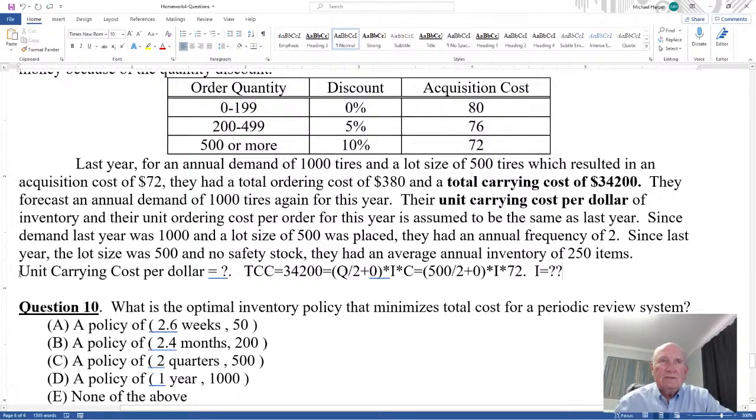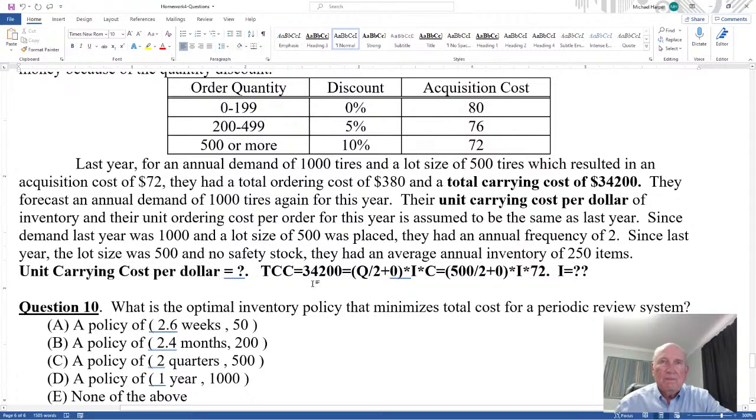Well, right there is how you calculate the item cost from the numbers given. So the total carrying cost is that, which is equal to this. But then Q is 500, I is what we're trying to find, C equals 72. So you solve that equation there for I. Some of you are probably good at that. The 500 over 2 is 250 times 72.